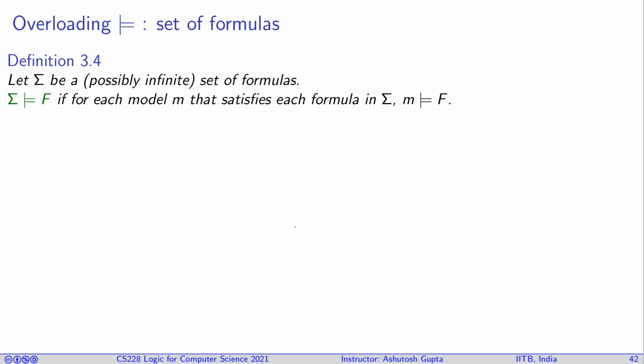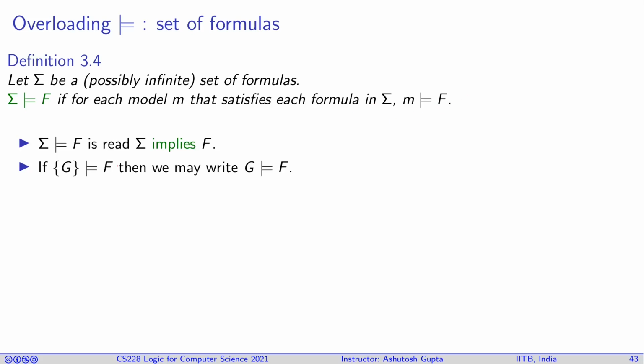Furthermore, we can overload more. Okay, and this really gets creepy. So now, instead of writing models on the left-hand side, I am going to write formulas. And how am I going to interpret this? I will say that each model M that satisfies each formula in sigma. Sigma is not a formula, it's a set of formulas. Each model M satisfies each formula in sigma. Collect those models, and each of those must satisfy F. So we usually read sigma implies F.